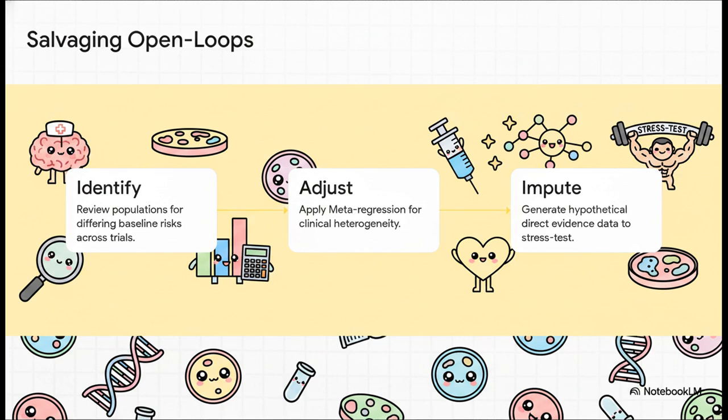And step 3, for the truly advanced networks, is adjustment through imputation. This is fascinating. You actually simulate hypothetical, highly conservative direct evidence, mathematically inject it into your open loop to close it, and then stress test the model. If your network's conclusions don't completely collapse under that stress, you know your findings are actually robust.